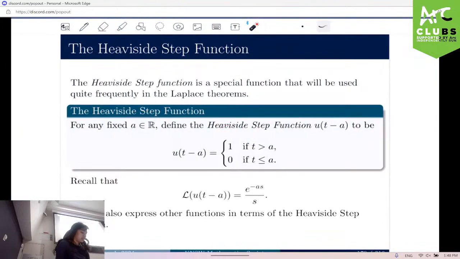So the Laplace of that will give you this. Very nice. And then we can also express other functions in terms of the Heaviside function. Sorry, do you have a question? Oh, no? Okay, sorry.